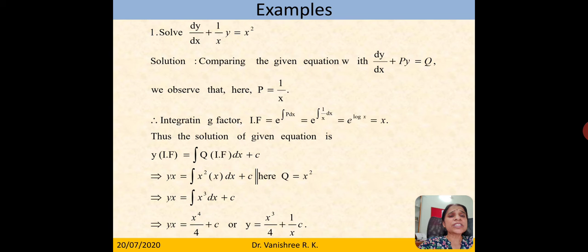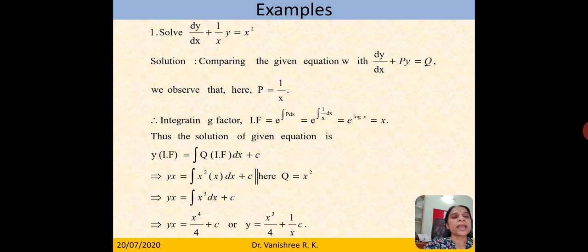Now it is our turn to find the integrating factor, which is the second step. So what is the integrating factor? Integrating factor is e to the power integration p dx. Here p is 1 by x, so e to the power integration 1 by x dx. Integration of 1 by x dx is nothing but log x. So e to the power log x is nothing but x. So the integrating factor here is x.